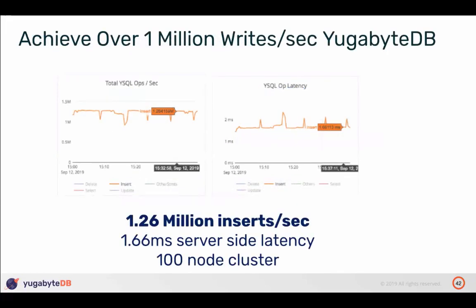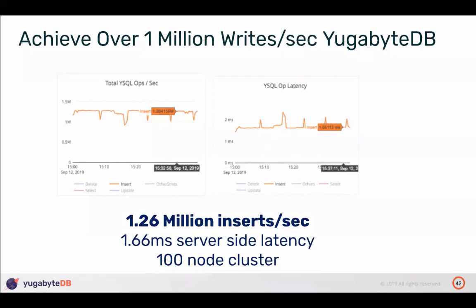Okay, now with YugaByte, we put it through the ringer and we said, okay, if we claim we're horizontally scalable, what can we do? And we were able to achieve over 1 million inserts per second with YugaByte because we were simply able to keep adding nodes. And the graph shows you what we observed when we took the screenshot. It's just to show that it's not run for a couple of seconds. It was running for an extended period of time, and it's able to keep up. We were able to do about 1.25 million inserts per second. And the server-side latency was 1.66 milliseconds.